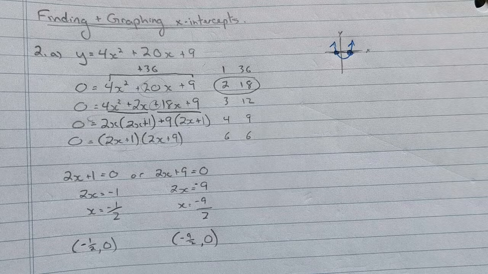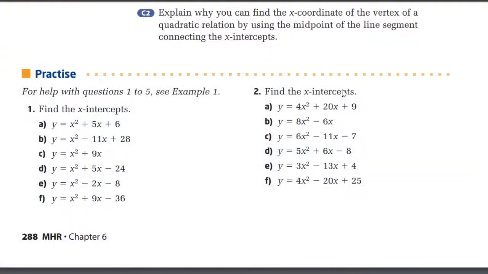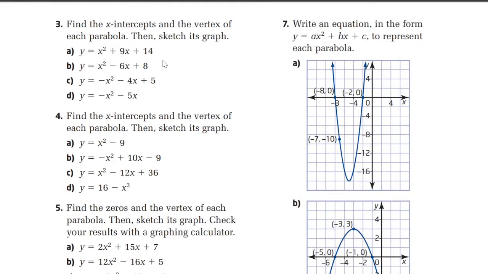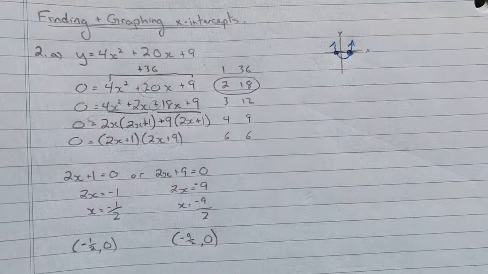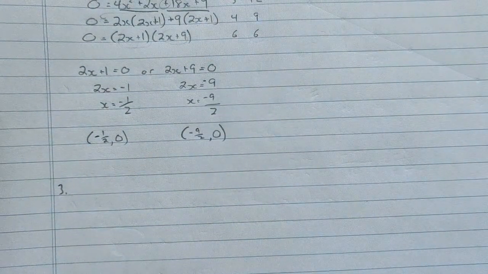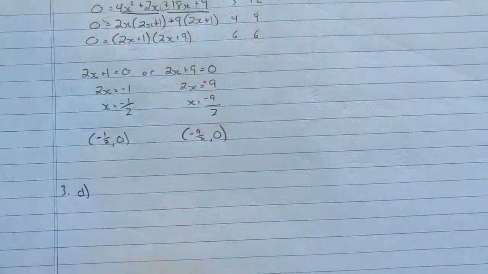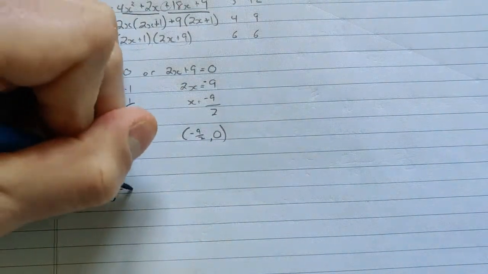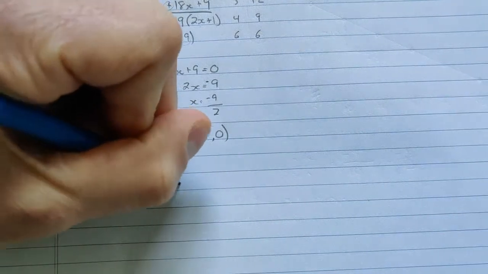So if we move into something like number 3, what it's asking is to find the x-intercepts and the vertex of each parabola, then sketch its graph. In this case, we've got to find the vertex afterwards, and we can use the x-intercepts to do that. So let's look at 3D. We're given y equals negative x squared minus 5x.